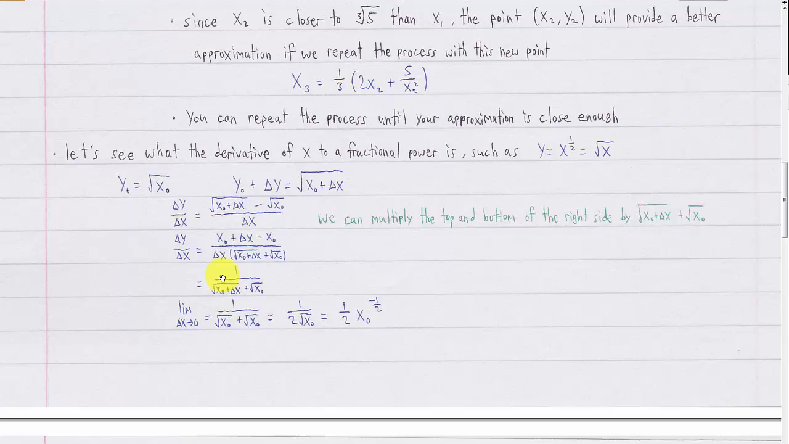And this expression is much easier to evaluate the limit as delta x approaches 0. Because as delta x approaches 0, we just get rid of this term over here. And then we have just 2 of the square root of x0's. So we can combine them, and then we just have 1/2 x0 to the negative 1/2 power. And so it seems like the power rule works even when we have a fractional power, because we just took the power down to a coefficient and then subtracted 1 from the power.